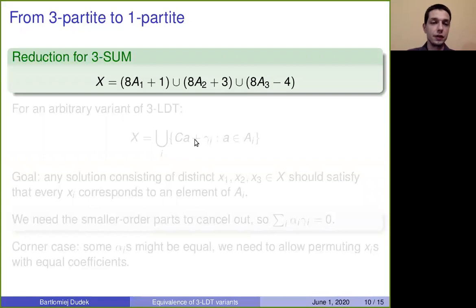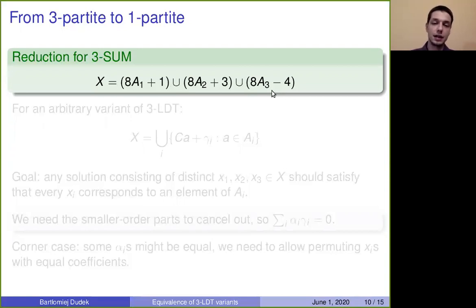So the more difficult reduction is the other direction, when we want to reduce a tripartite instance to a one-partite instance. And first, let me show the reduction for 3SUM, because it is folklore and it would be a good intuition for the next steps. We multiply all sets by 8 and add a small constant to each of them.